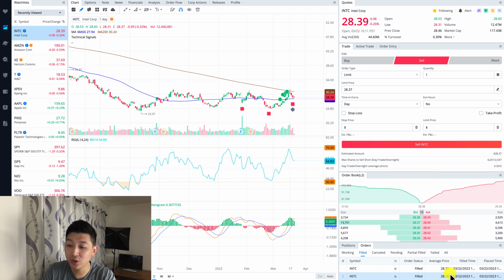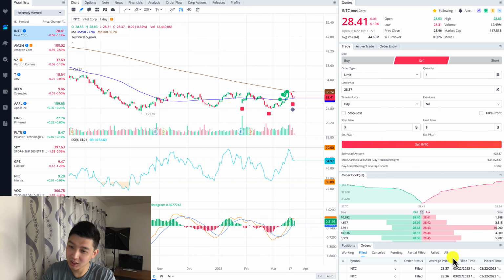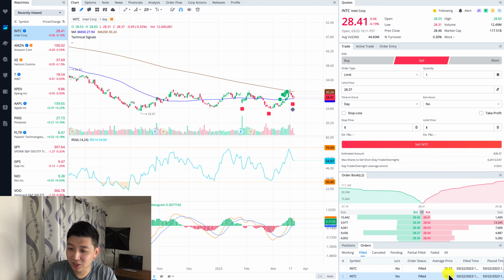I put a limit order, and it has to hit 28.37 in order for it to execute, and it did hit 28.37. Because of that, I bought it at 28.36, and I got 28.37. Now I made a penny. So that's the gist of the limit order. I hope you guys understand it. If not, just hit J a couple times and go back, and you'll probably understand this a little bit better.